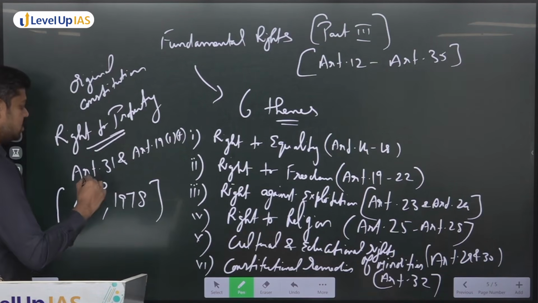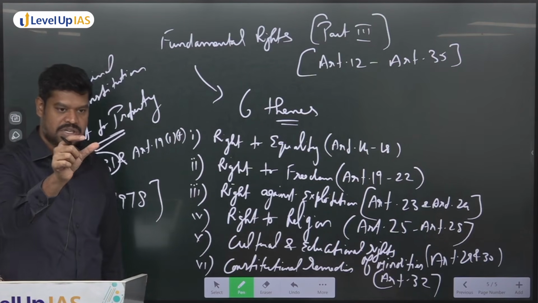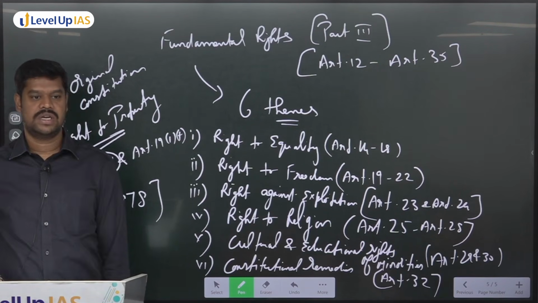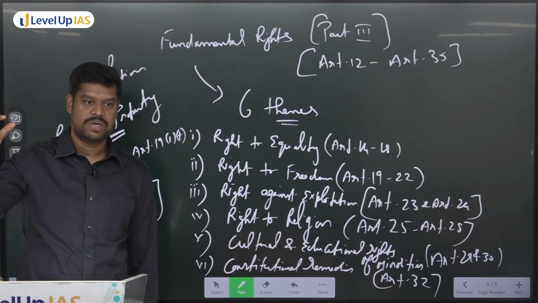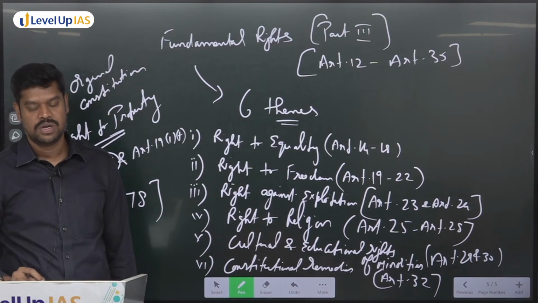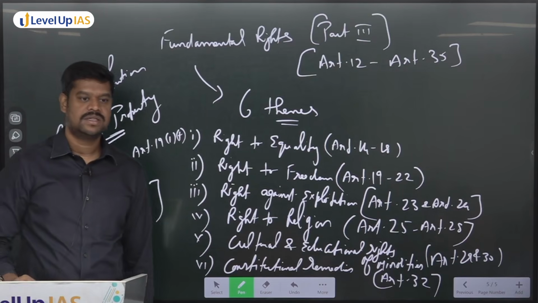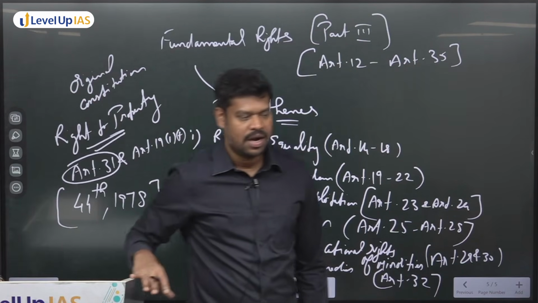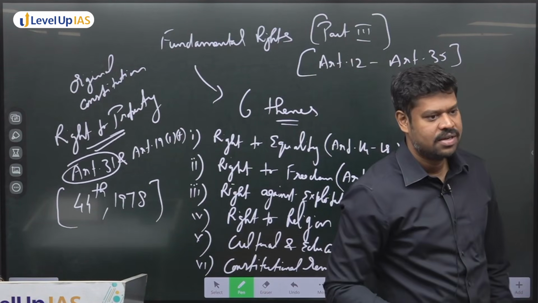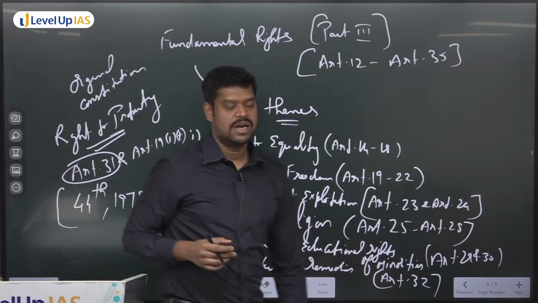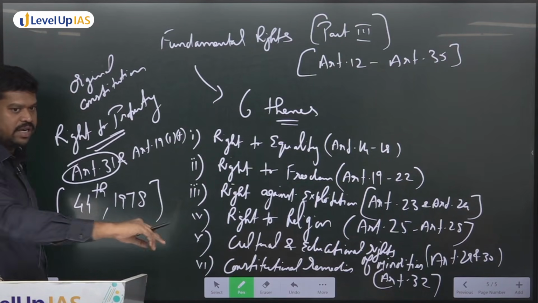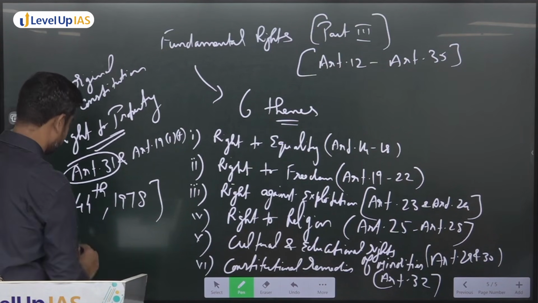In fact, Article 31 was taken out. Whatever is mentioned in Article 31, the exact text was taken out, and it is still placed in the Constitution but outside Part 3. Do you know where this Article 31 is placed today? It is placed under Article, very good, under Article 300A, not in DPSP, under Article 300A of the Constitution.